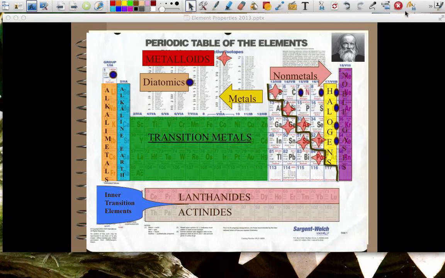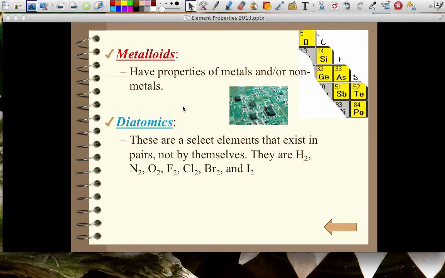So what does diatomic mean? Well, these diatomic elements, they do not like to be by themselves. They end up in nature as pairs. So H2, N2, O2, F2, Cl2, Br2, and I2. That's why we call them diatomics. None of the other elements on the periodic table like to pair up with themselves.